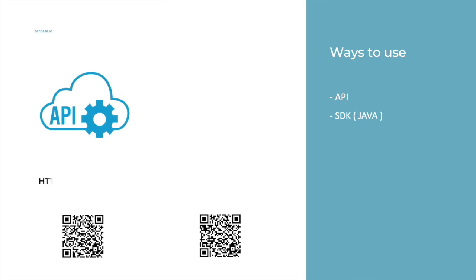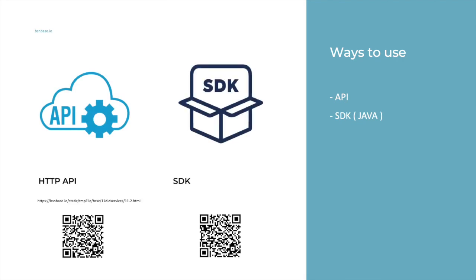To use the BSN DID service, there are 2 ways. One way is to use the HTTP API provided by the BSN, and the other is by using the Java SDK developed by the BSN. You can find the details and download the SDK from the URL shown, and you can scan the QR code to access the URL directly.